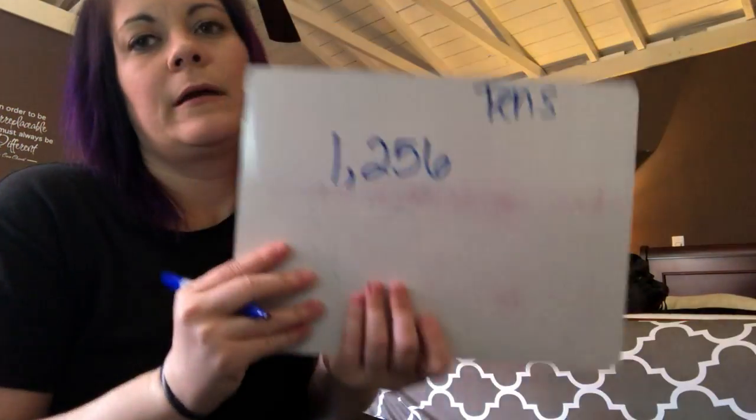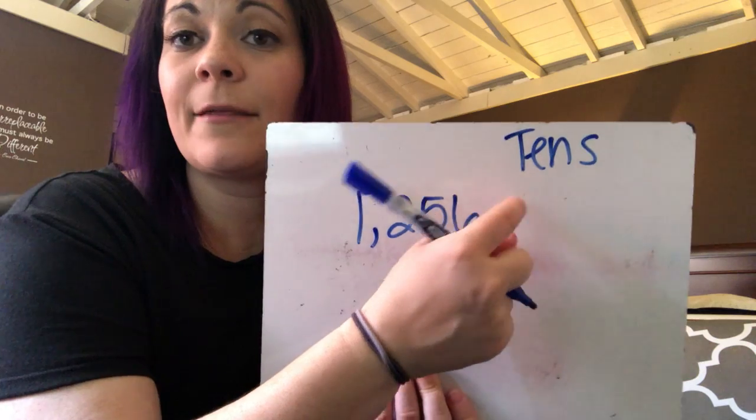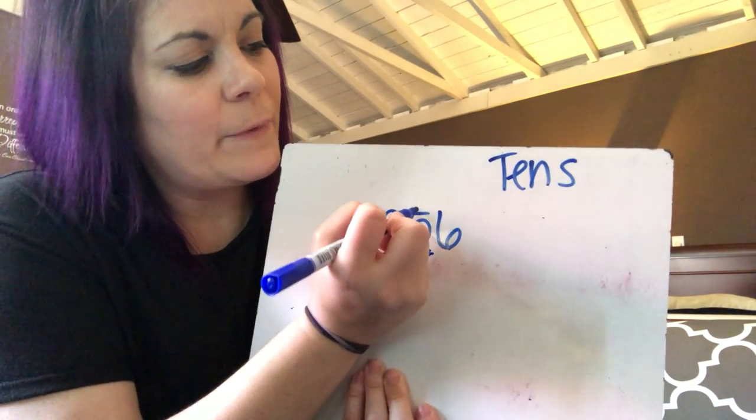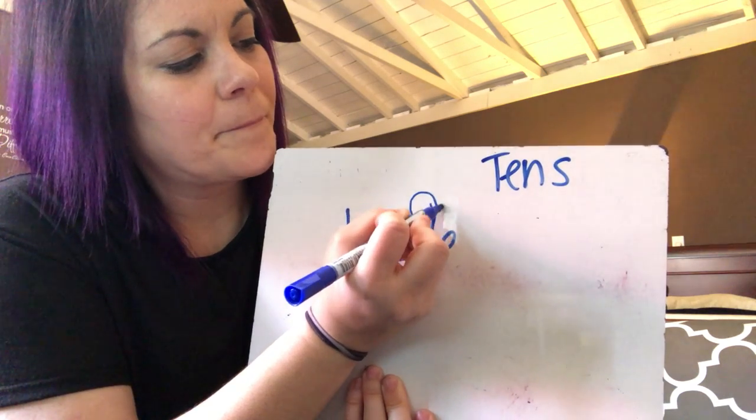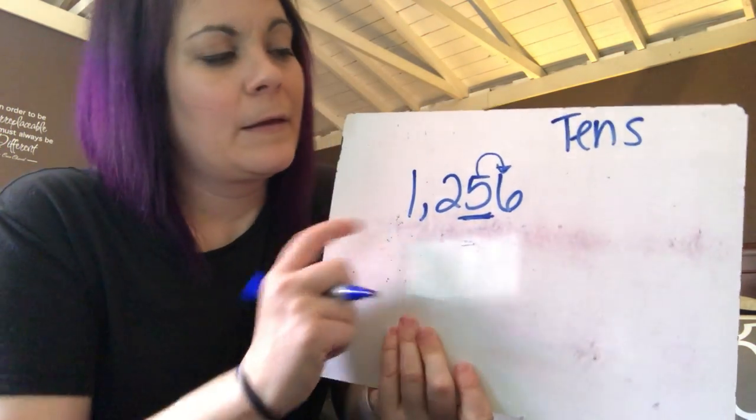Let's do another one. Let's say to the tens place. And I have 1,256. And we're rounding to the tens place. The first thing is we need to identify what's in the tens place. Well, in the tens place is the 5. And then we look at its neighbor to see if it needs to round up or stay the same.